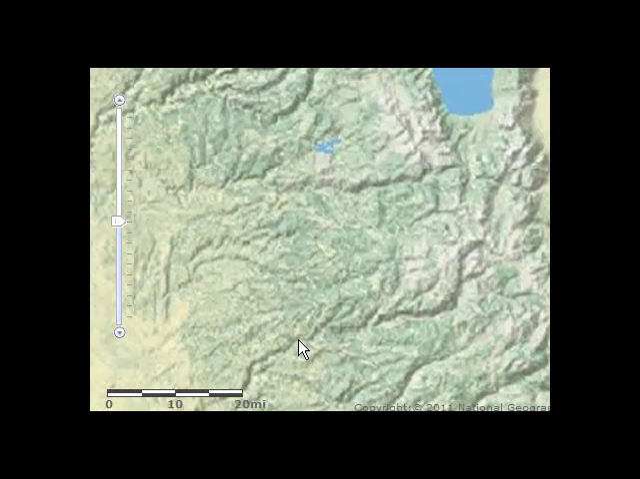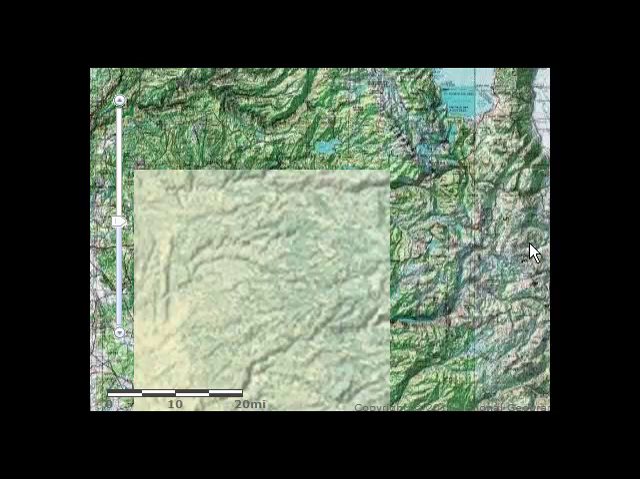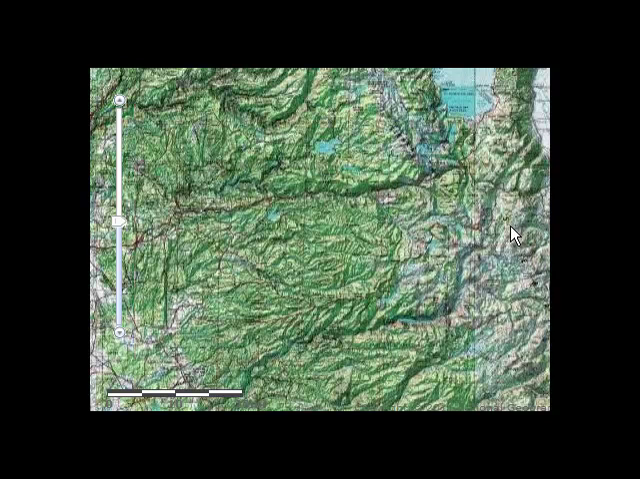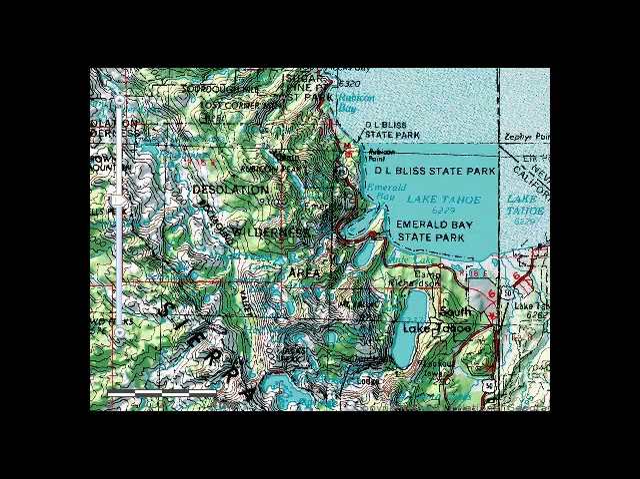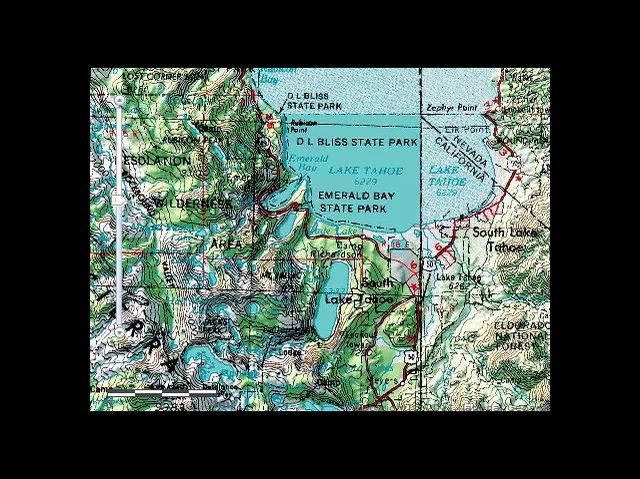If I zoom in a little bit more, I'm going to start to see some content. This is content from the 1 to 250,000 scale USGS topographic map series. If I zoom in a bit more, I'm still seeing the 1 to 250,000 scale series topographic map content. Now I'm seeing the 1 to 100,000 scale series as I zoom in to South Lake Tahoe. Let's zoom in there a little bit more.